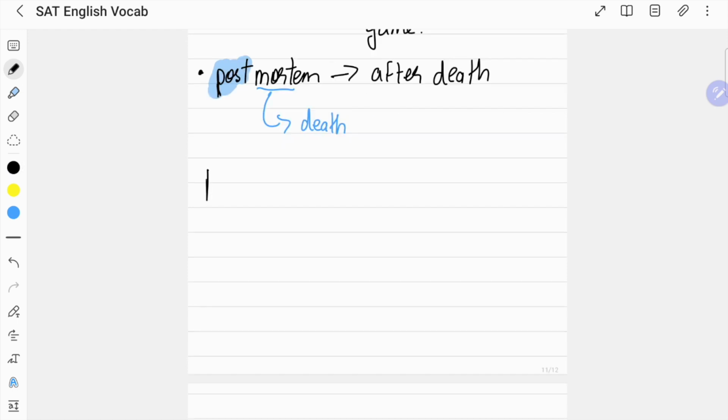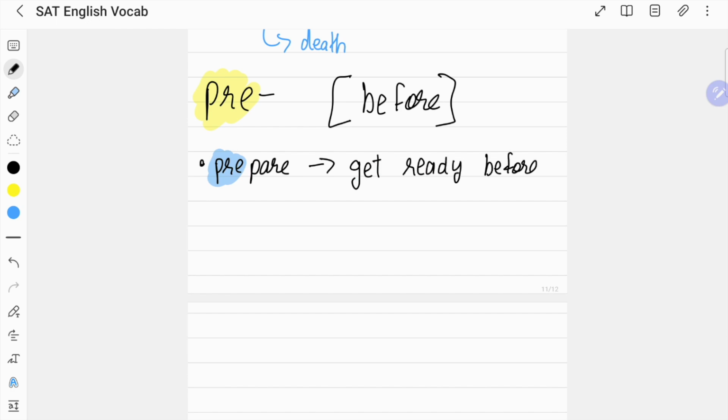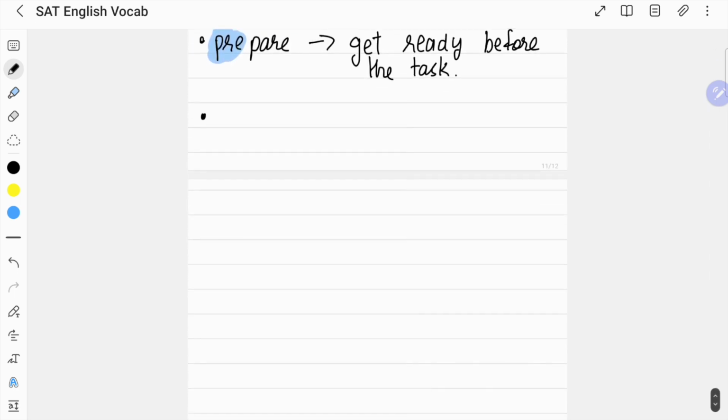So the next root word would be pre, which means before. All right, so we can say prepare, which normally means get ready before the task. Another word we can use is pre-game. Let's say pre-game of a footballer again. So normally they would do a warm-up pre-game to their match. So before a game.